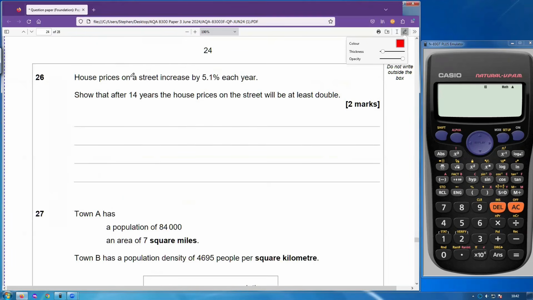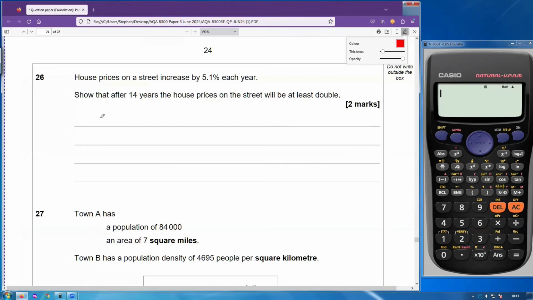House prices on a street increase by 5.1% each year. Show that after 14 years, the house prices on the street will be at least double. Well, this is compound interest, basically. It's compounding anyway, and there's a formula for it. So unfortunately, it's just one that you need to know. You could work out the price each year and keep adding it on.